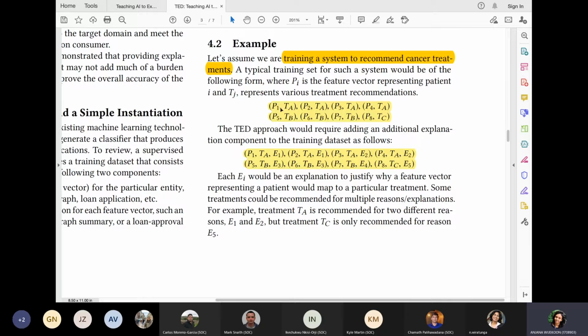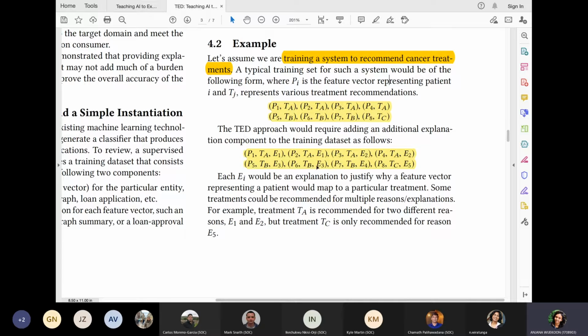So the training data set is simple, where you have a patient, the attributes, and the treatment that was decided for them. And what the TED approach would add is the explanations. So for each patient treatment pair, there's an explanation. As you can see, treatment A is recommended for 4 people, treatment B for 3, and treatment C for 1. And here we can see now that they've been annotated by an expert to provide explanations. Of the 2 persons who were given treatment A, one gets explanation 1, and the other 2 get explanation 2. So it doesn't have to be the same explanation when it's the same label, but annotated by an expert looking at their data.